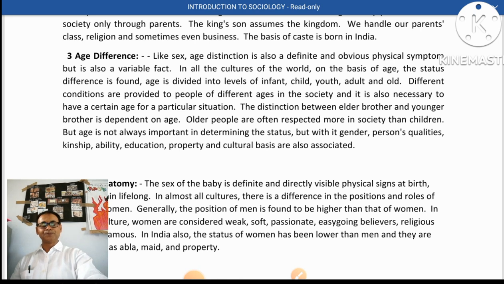Age differences, like sex, age distinction is also a definite and obvious physical symptom, but it is also a variable fact. In all the cultures of the world, on the basis of age, status difference is found. Age is divided into levels of infant, child, youth, adult, adolescence, old. Different conditions, status, positions are provided to people of different ages in the society, and it is also necessary to have a certain age for a particular position.